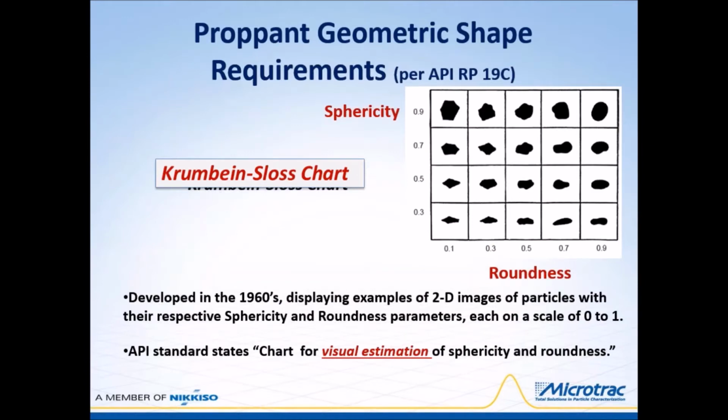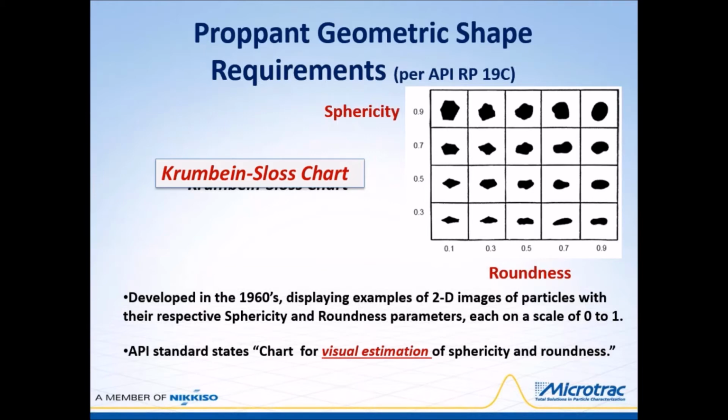In addition to the size requirements, there's a requirement to visually estimate two size parameters and shape parameters of sphericity and roundness. Here's the Krumbein-Sloss chart for estimating those shape parameters for proppants, both sphericity and roundness on a scale of 0 to 1. A value of 1 for each parameter would represent the best shape for a proppant, a perfectly smooth sphere. This shape would maximize the flow through the shale fissures.